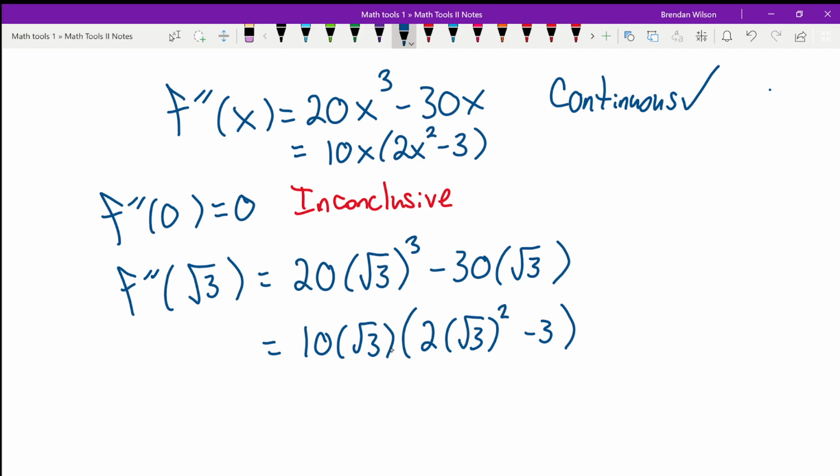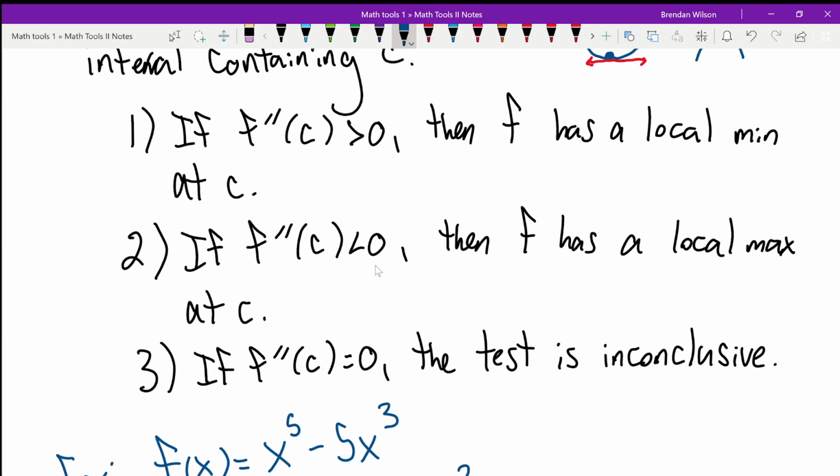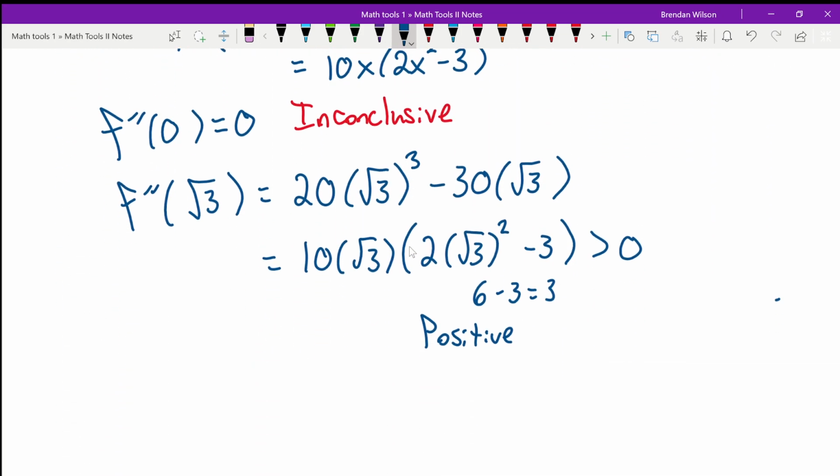Because now we know the outside is positive, so we really just need to know if the inside is positive or not. So root 3 squared is 3, so this is 2 times 3 minus 3, right? So 6 minus 3, which is 3. So this part's positive, so overall this will be positive. In other words, this is greater than 0, right? So via the second derivative test, we have a local min at the square root of 3. Okay. So we have a local min.